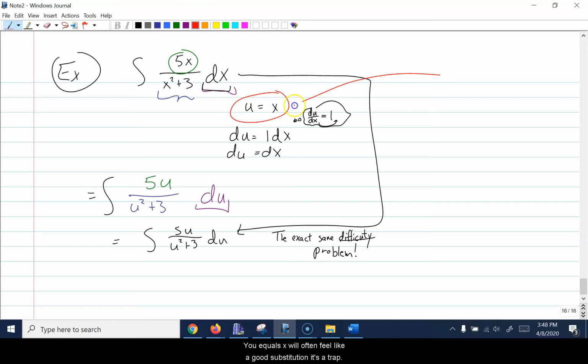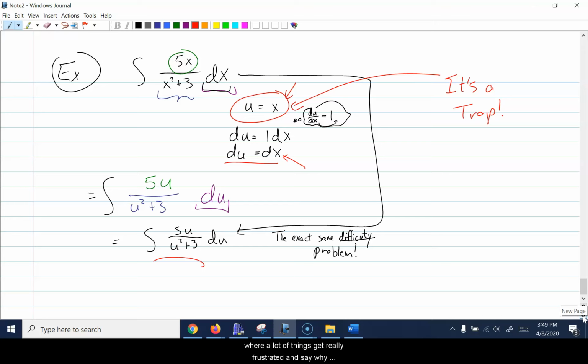Here's a heads up. U equals x will often feel like a good substitution. It's a trap. U equals x is rewrite the problem with u's instead of x's, which is what we wound up doing. The derivative of x is 1, so du ends up as dx. Well, yeah, because u and x are the same letter, so du just changes to dx. When I was learning calculus, I walked into this trap over and over and over again. You sort of gotta get the hang of stop doing that. U equals x often looks like a good idea. It never ever does anything. It's just switch the letters out.